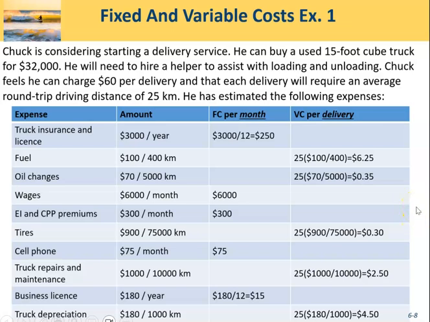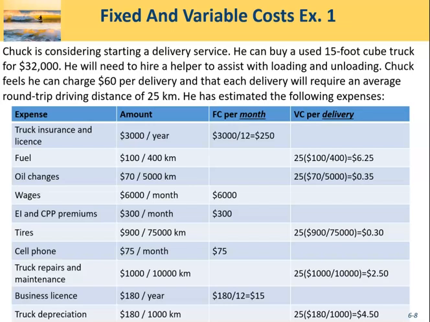So we have fuel: $100 for 400 kilometers. We would take the 100 divided by 400 to come up with the per kilometer cost, and then multiply it by the 25 because that's the average distance per delivery. So the variable cost per delivery for fuel is $6.25. Oil changes, same thing.